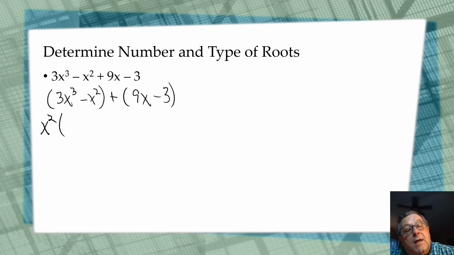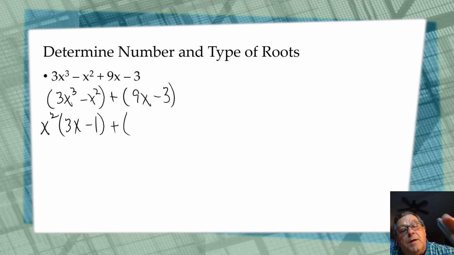No, let's just do x. I don't have an x over here with this 3. You can't do x squared. When I factor out an x, I got 3x squared. No, I can do an x squared. Excuse me, I can factor out an x squared out of that first group. That would leave me with 3x minus 1. And out of this second group, what if I just factor out a 3, which would leave me with 3x minus 1.